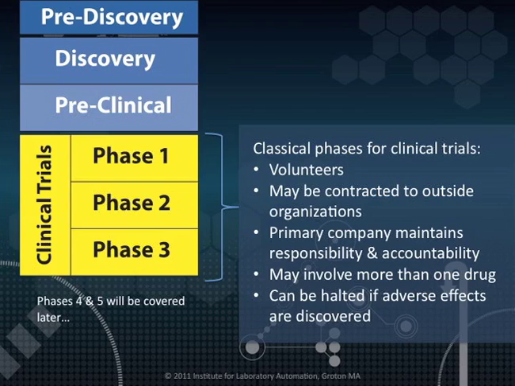In clinical trials, Phases 1, 2, and 3 provide the classical study path. The work in the trials is performed on volunteers, and it may be contracted to outside organizations that have more experience and support systems for working clinical trials. The primary responsibility for the conduct of the trials still lies with the contracting organization. As with any regulatory activity, a company can't hand off its responsibility to someone else. Clinical trials may involve more than one drug and can be halted at any time if adverse effects are determined.